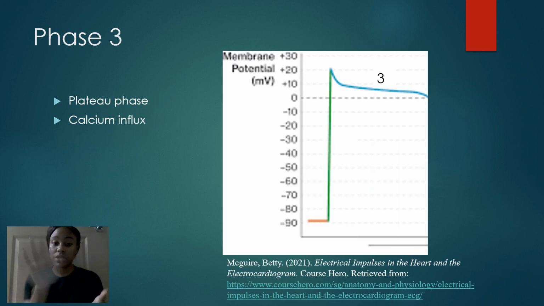So this is phase three, the plateau phase, like I just mentioned previously. This is also called the absolute refractory period. It lasts approximately 200 to 220 milliseconds. During this phase, there is an influx of calcium into the contractile cells, and the influx of calcium activates the contractile mechanism associated with the cardiac muscle. So basically, it makes the heart contract.